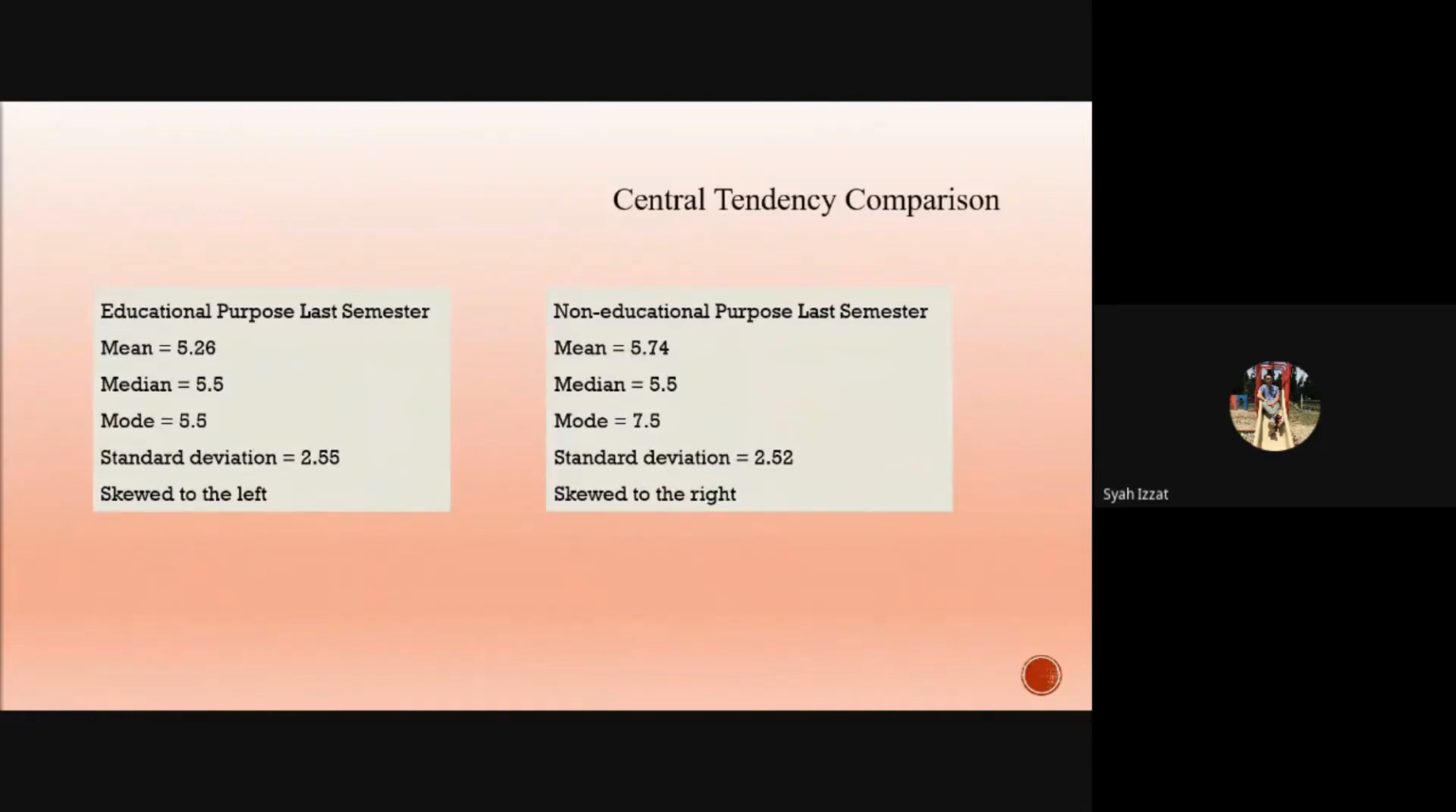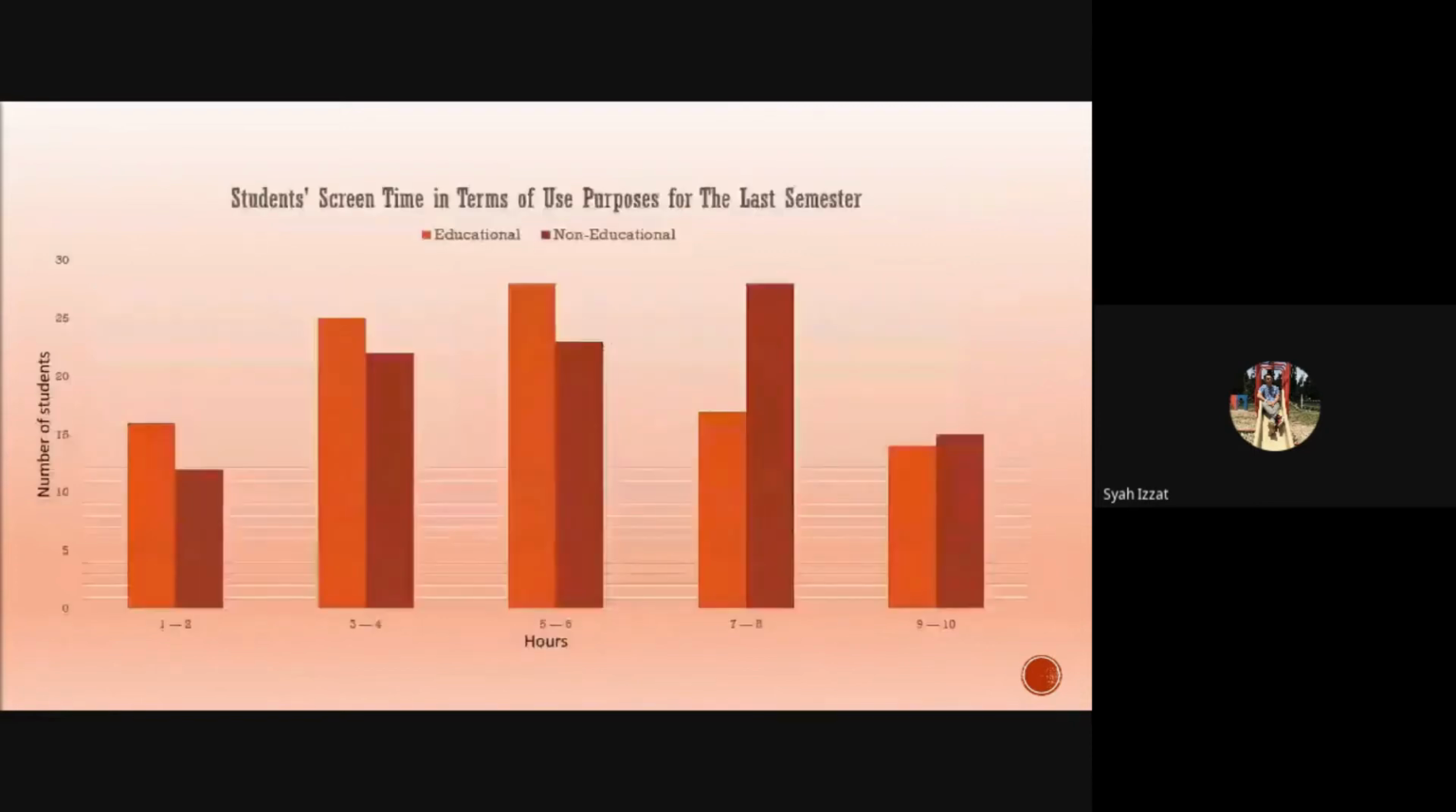So the standard deviation is 2.52, and the graph is skewed to the right because for the non-educational purpose, students use their smartphone much more than for the educational purpose, and the graph is skewed to the right.